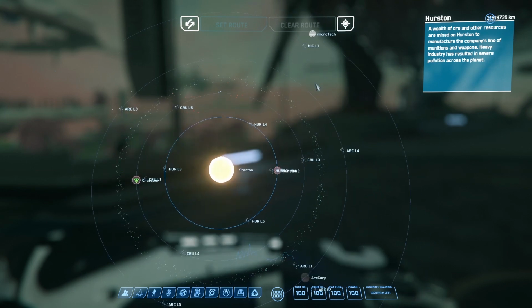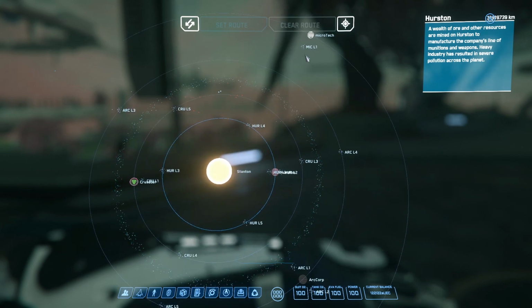Now, Microtech, I guess, is too far out to have collected anything in its Lagrange points. So that's basically why L2 is missing for Crusader, for example, because it just didn't collect anything over there. But Microtech is very far out from the star compared to the other planets, so it managed to get just the L1, but nothing collected in its L2 or 3 or 4 or 5. So that's why we only have the 1 there.